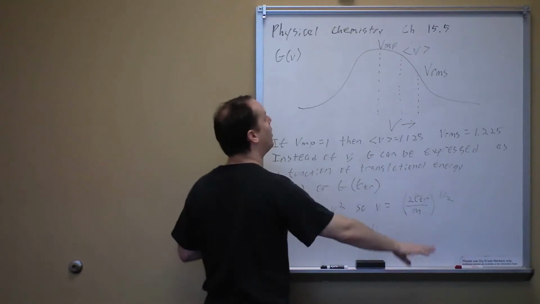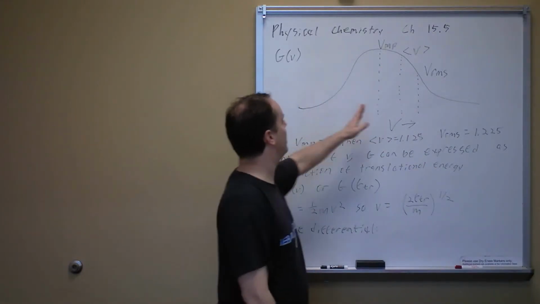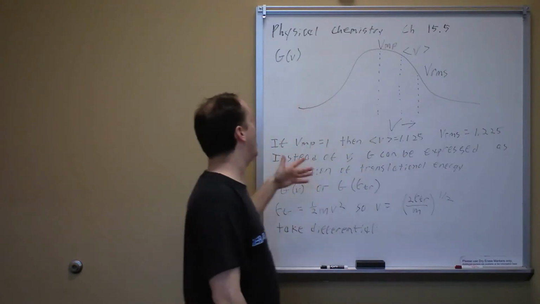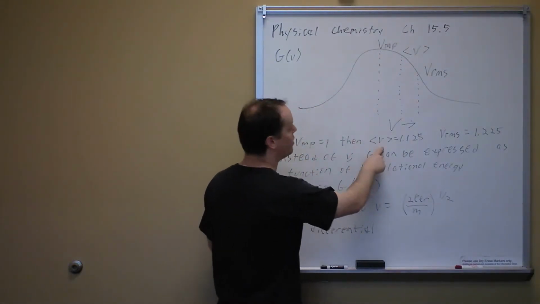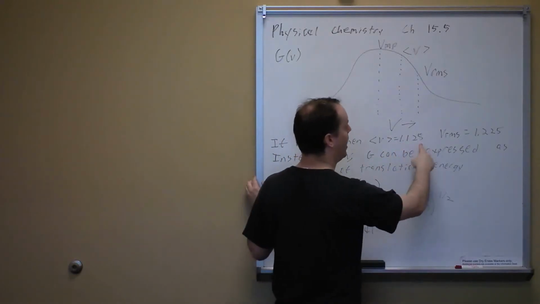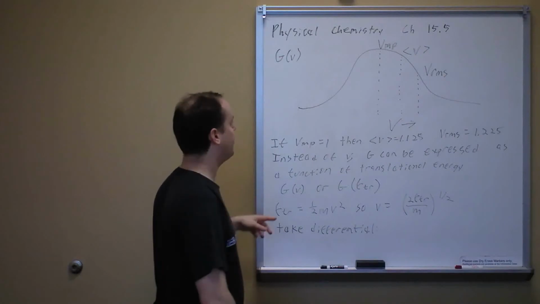All substances, all molecules, exact same pattern. So if we ratio this so that vmp is equal to 1, whatever, meter per second or kilometer per second, whatever, then the average speed is going to be equal to 1.128. And vRMS is going to be 1.225.